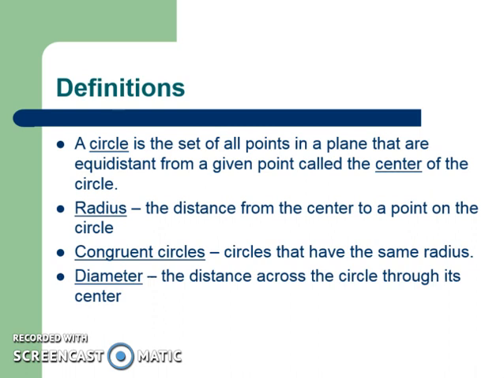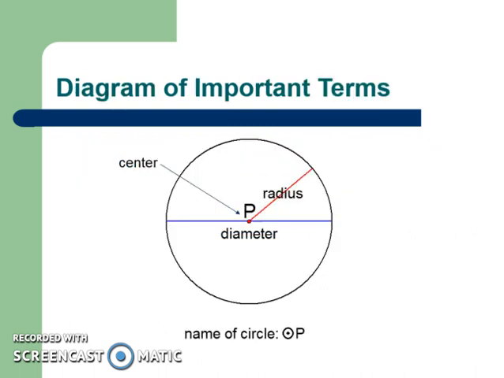The diameter is the distance across the circle through its center. So it's two radii put together, creating a straight line. So here's what these words kind of look like. We've got the center, which is point P. We have a radius, which is from P to the edge of the circle. And then the diameter goes from one edge of the circle to the other through the center.